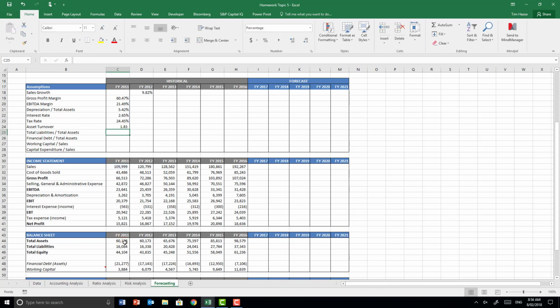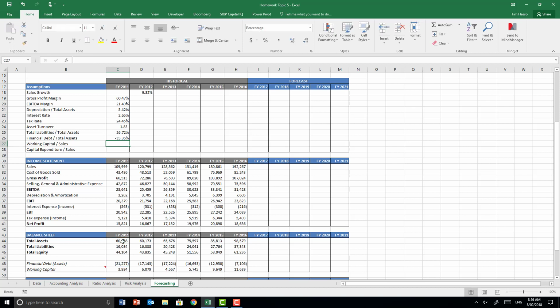It's equal to 1.83. We then have total liabilities divided by total assets. Next, we have financial debt as a proportion of our total assets. So we take our financial debt figure in cell C48 and divide it by our total assets in cell C44.